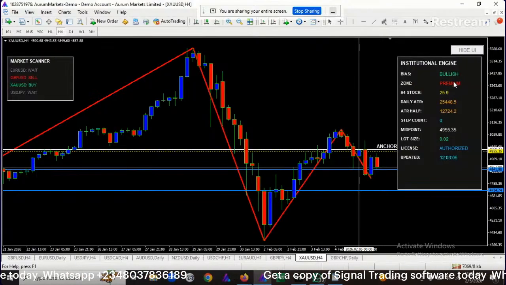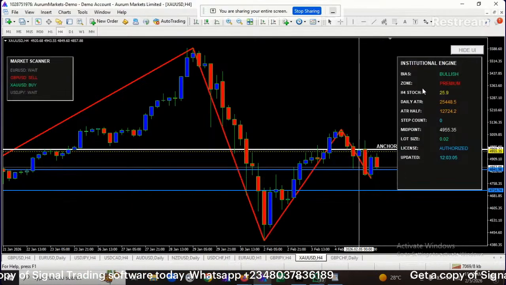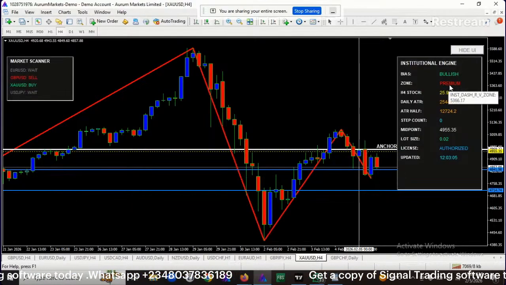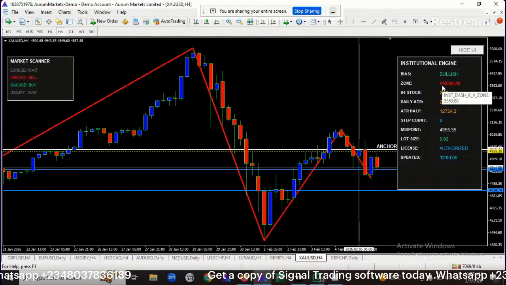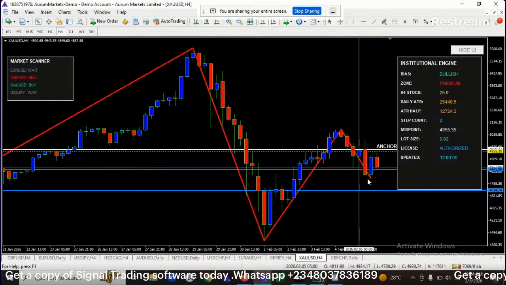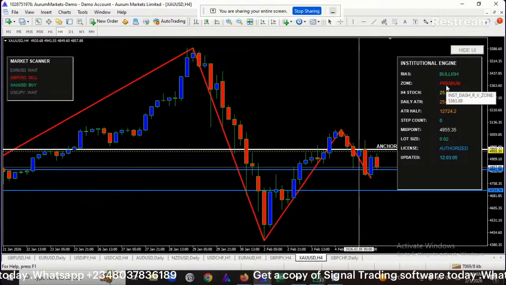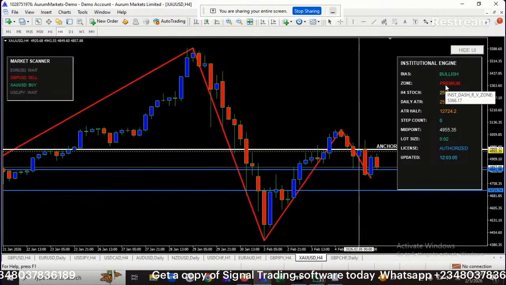Price is at premium. Don't buy gold until price gets to a discount area. Hopefully today it gets to a discount area, then you could look for buys. So wait for the zone to change to bullish before you buy.